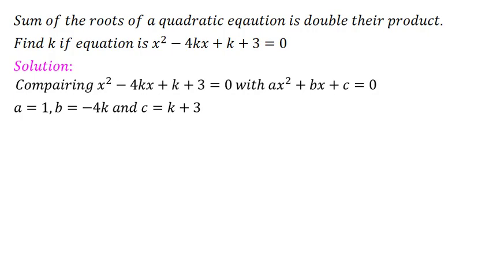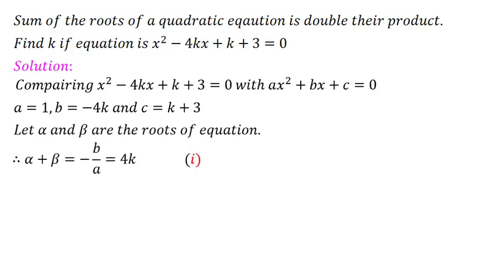So after comparing, I have a equals 1, b equals minus 4k, and the constant term is k plus 3. Now if alpha and beta are the roots of the equation, then alpha plus beta is minus b upon a, that gives me minus of minus 4k upon 1, that is 4k. Secondly, alpha into beta will give me c upon a, that is k plus 3 upon 1, that is k plus 3.